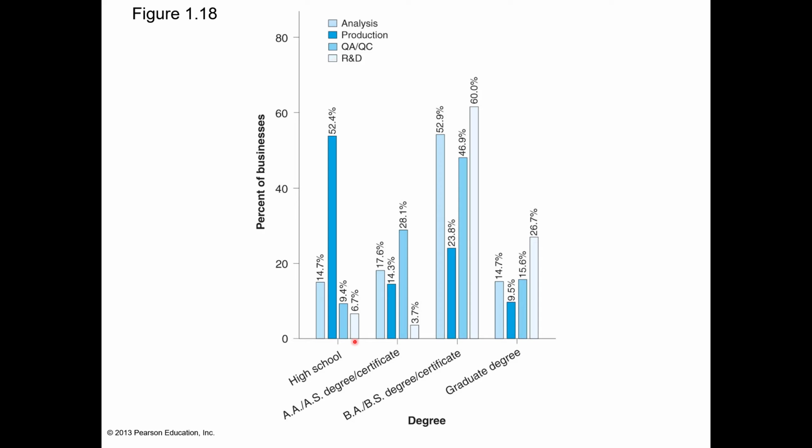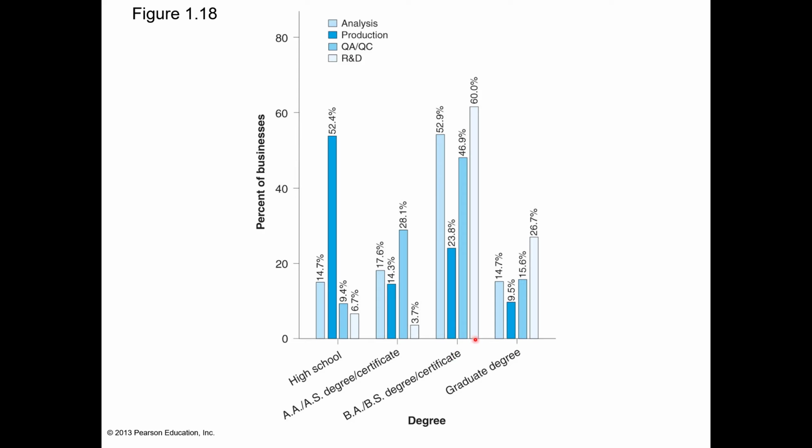6.7% high school, and high school. We have associate in arts or an associate in science degree, or certificates, BA or BS degrees and certificates, and graduate degrees. So research and development requires graduate degrees, or most jobs with R&D require a graduate degree. There are not too many production jobs that require a graduate degree, as compared to the bachelor's of science.